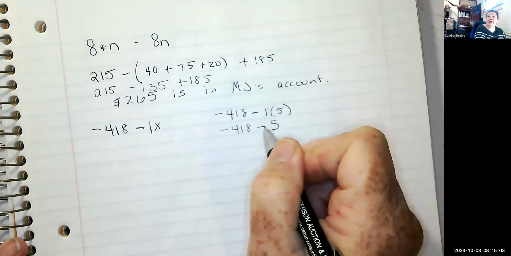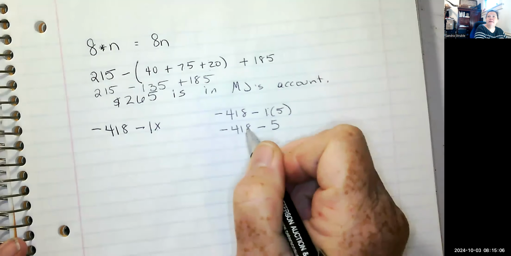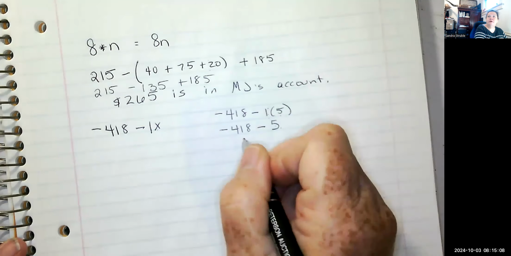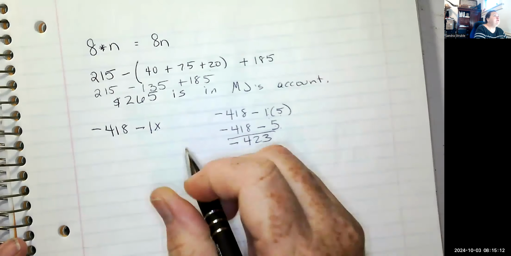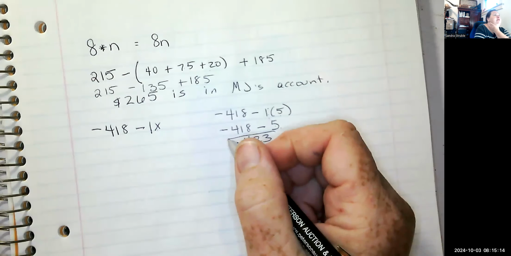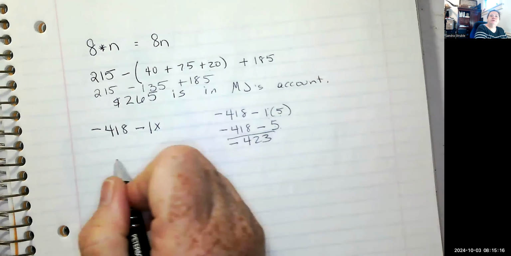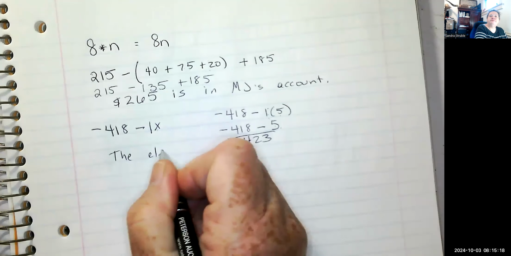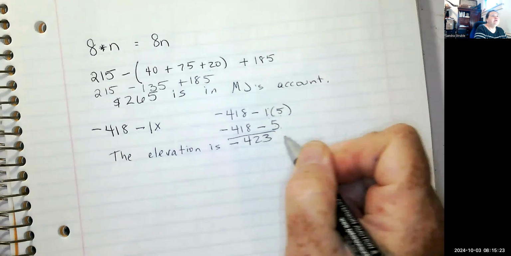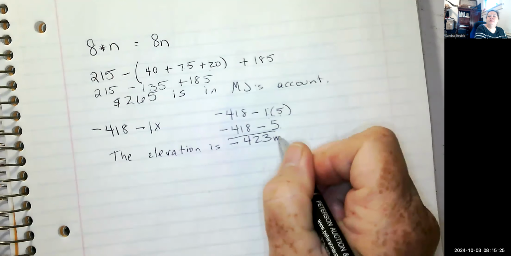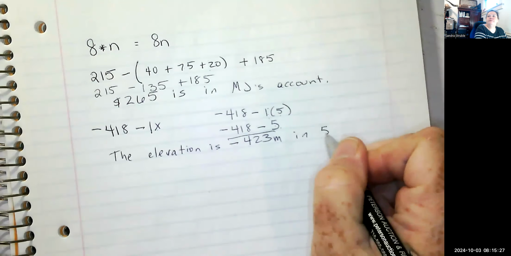When the signs are the same, we add them and keep the sign. That's negative 423. What's the question? Write in Dead Sea elevation. The elevation is negative 423 meters in 5 years.